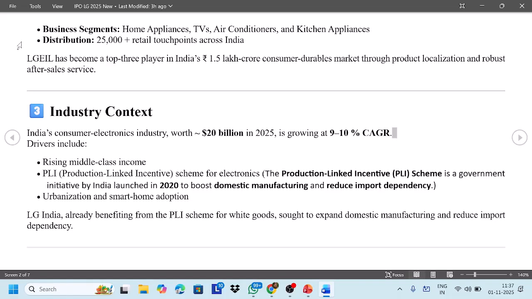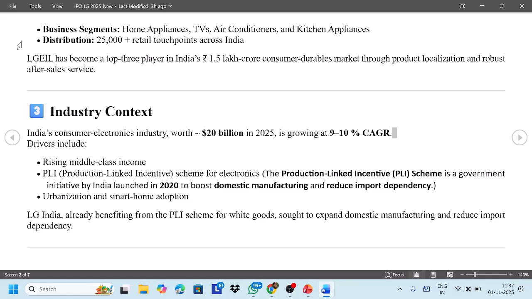Mobile manufacturing. Example number one. Can you read this? Okay, so it will start from here. What is a PLI scheme? Yeah, read from here. What is the PLI scheme?